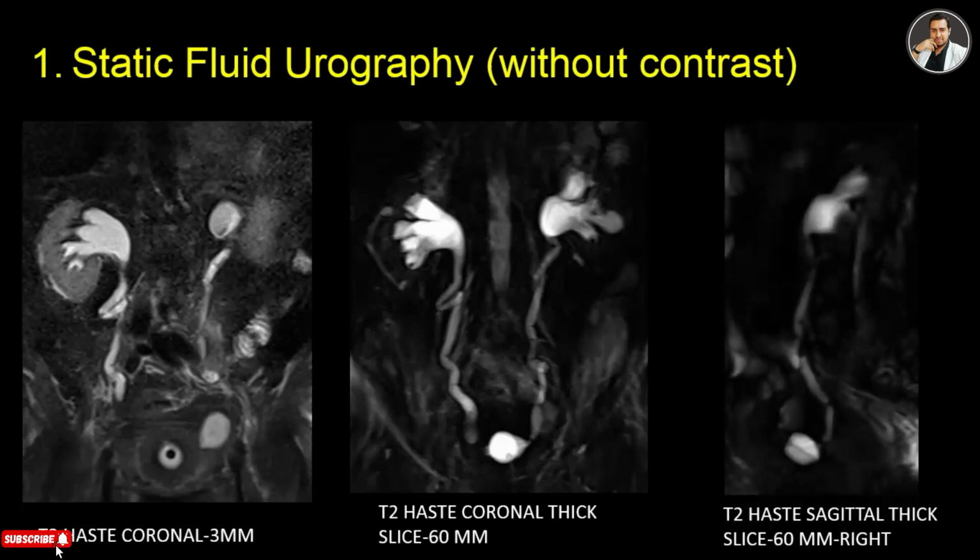And this is another T2 sagittal thick slice image, and it's a 60 millimeter, and it's a right ureter, and it was planned on the coronal right ureter, and you get this.